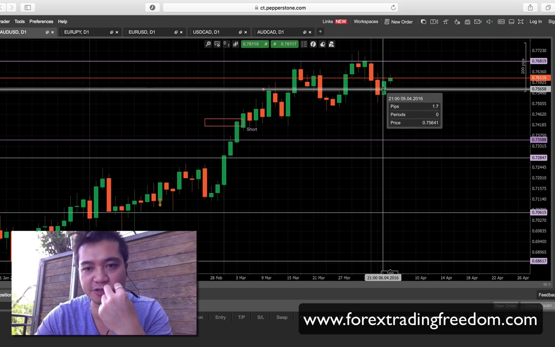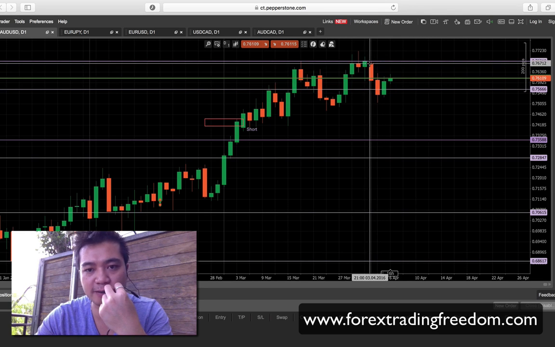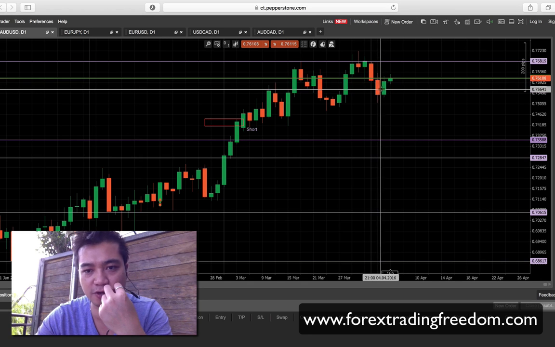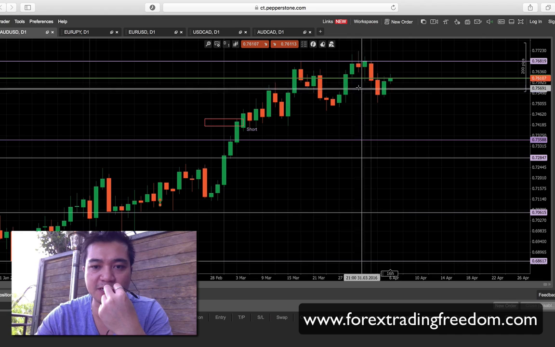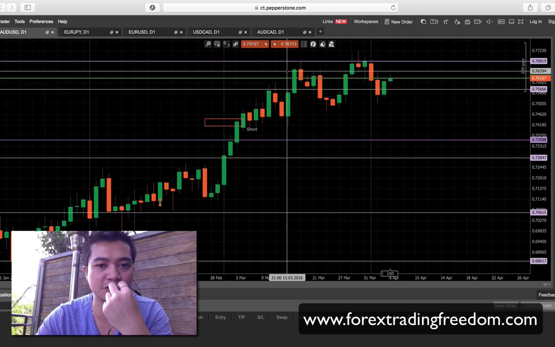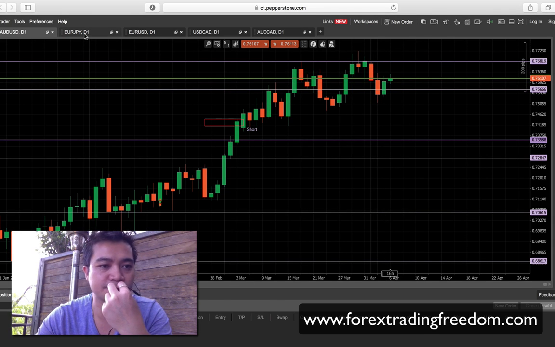So that's pretty good. As you can see, it went up to the resistance line and it hit the support, and then it bounced back up. So it looks like it's halfway there. We'll see what happens, but it looks like it's going to continue on a bullish pattern there. So that's the Australian AUD on the daily chart.